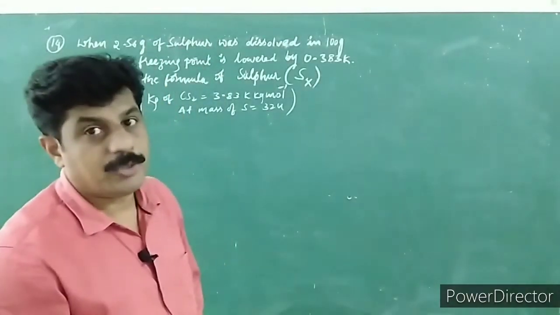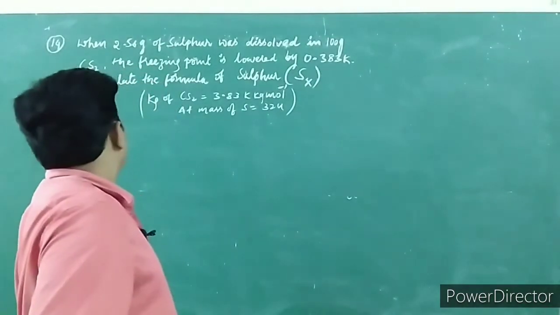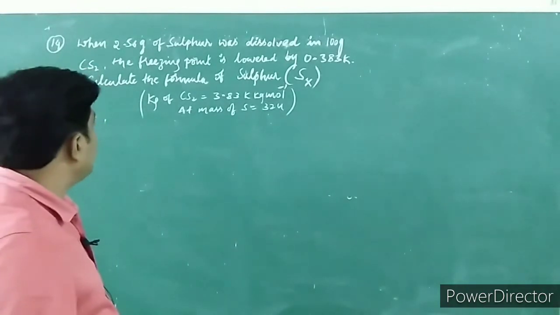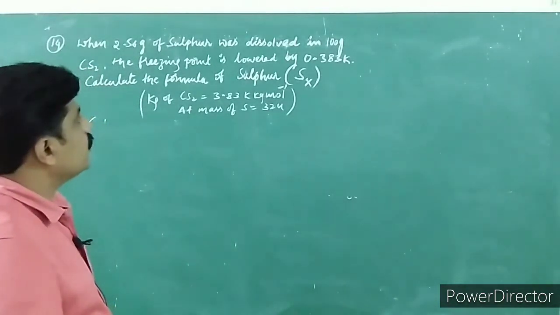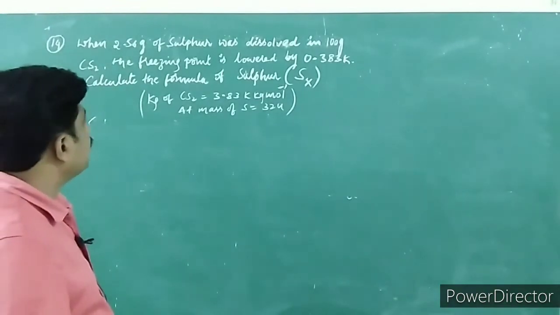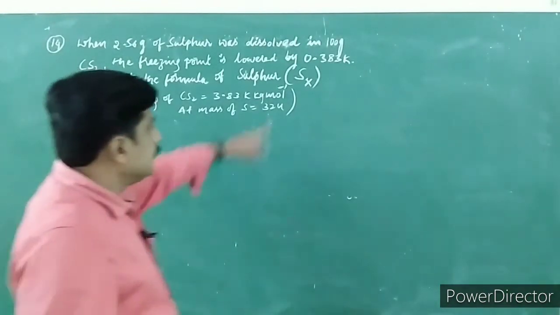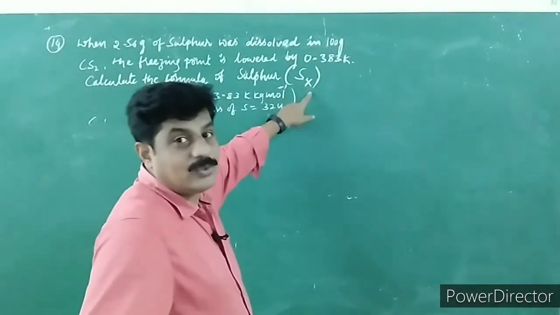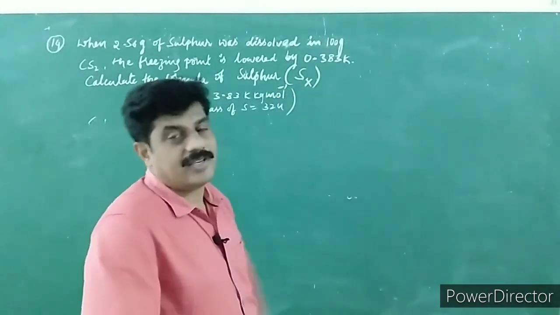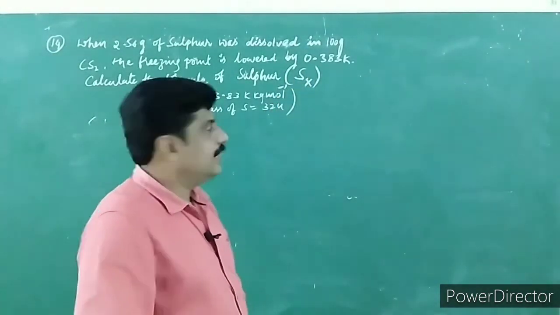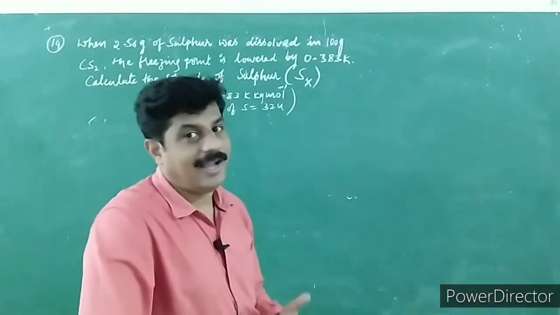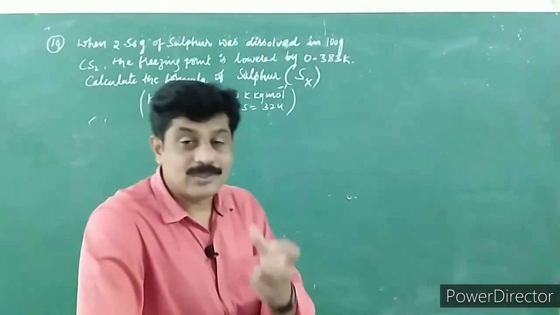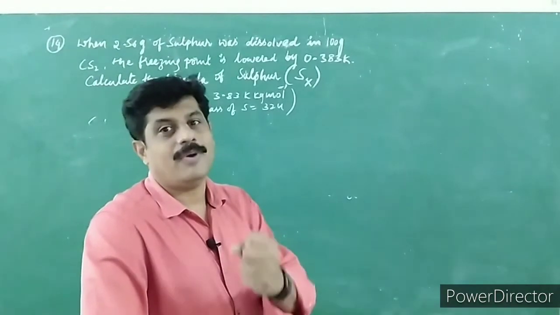Children, let me take up the last numerical of this unit, solutions. When 2.56 grams of sulfur was dissolved in 100 grams of carbon disulfide, the freezing point is lowered by 0.383 Kelvin. Calculate the formula of sulfur, Sx. That means you need to find out how many atoms are associated in each sulfur molecule. For that I need to calculate what? I. If I find out I, I'll come to know how many atoms are associated to form a molecule of sulfur.